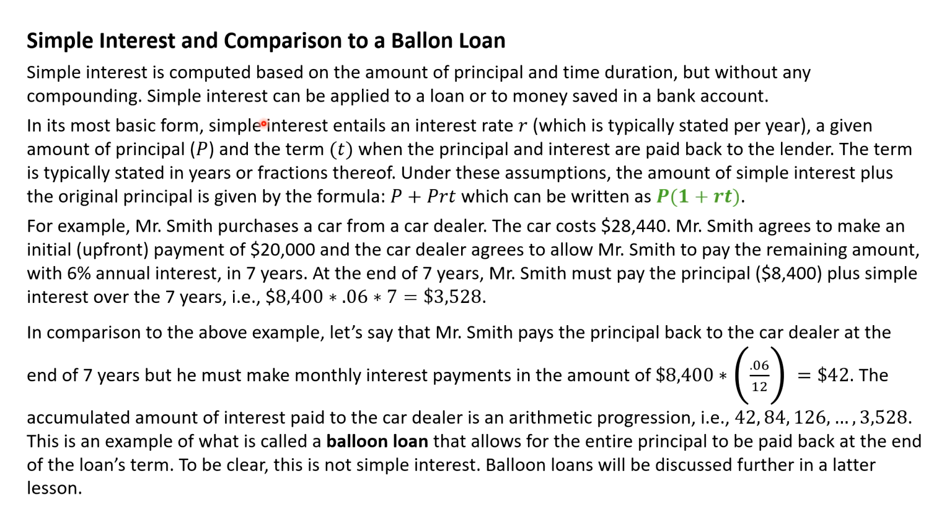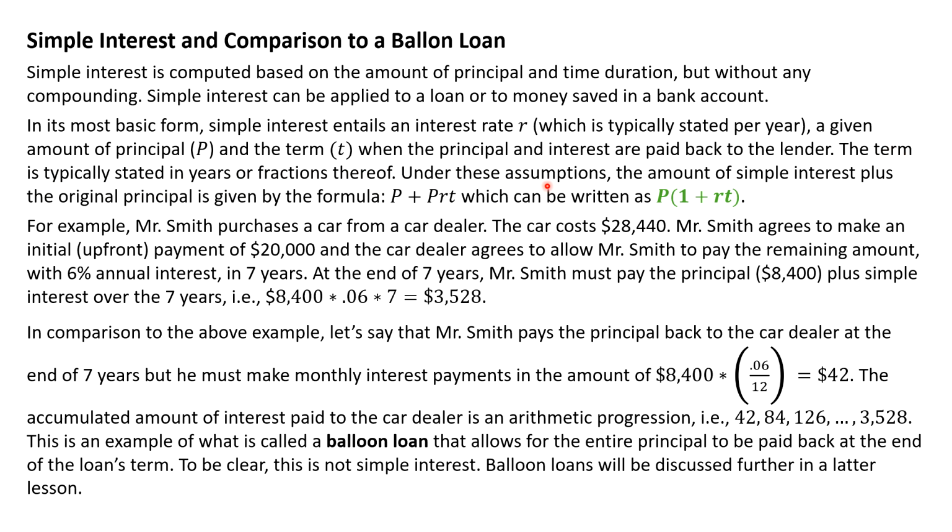In the most basic form, simple interest entails an interest rate R, which is typically stated per year, but not always, a given amount of principal P, and a term T, when the principal and interest is paid back to the lender. The term is typically stated in years or fractions thereof.